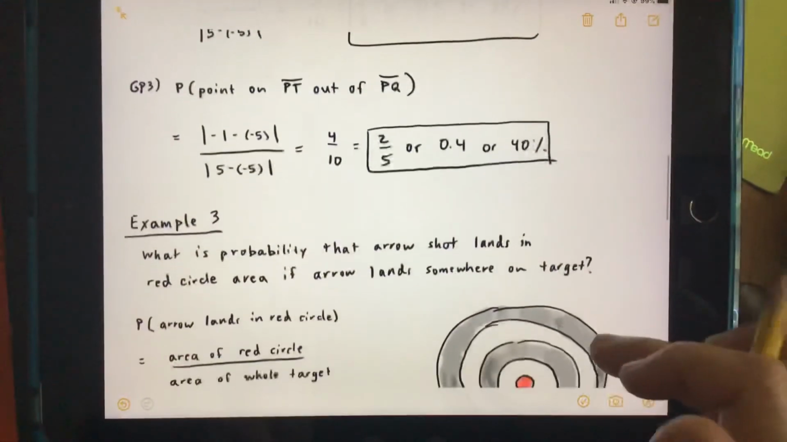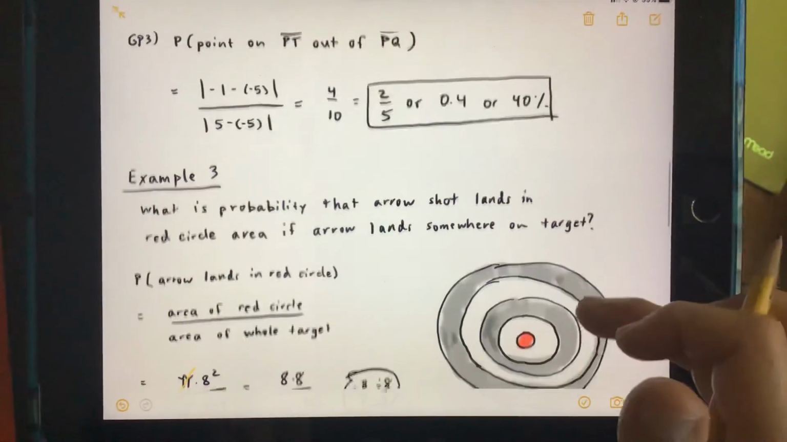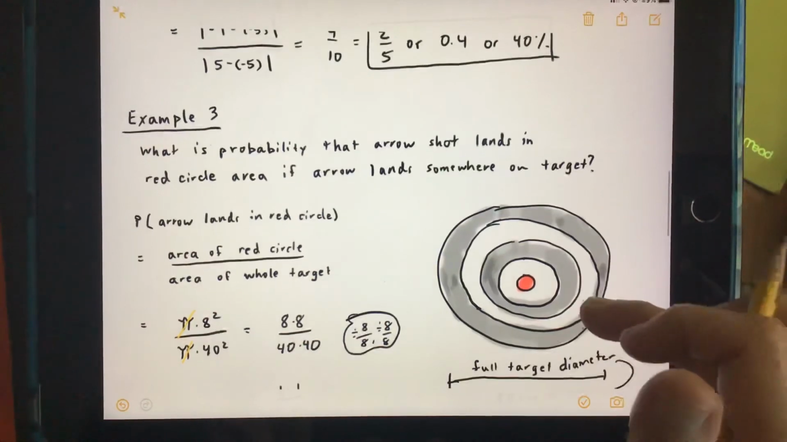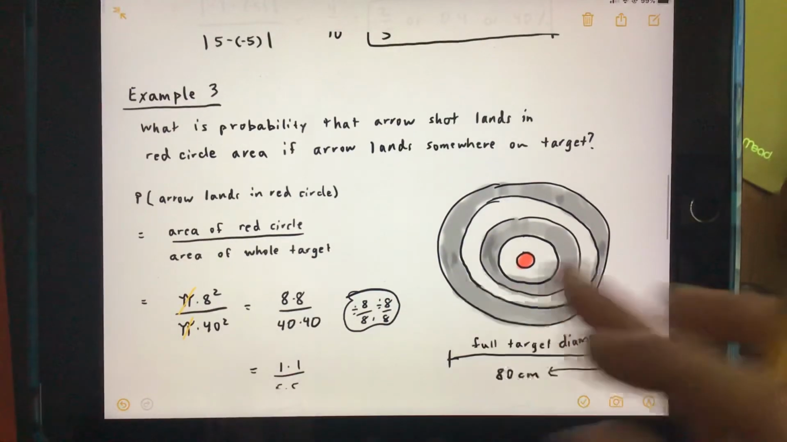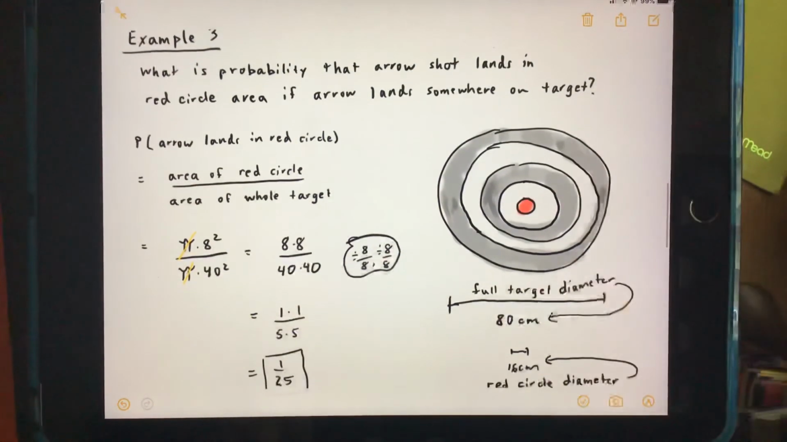Example 3. This is going to take us into the probability using areas. So example 3, I've got this target. Someone's doing some target practice. And the question is, what is the probability that the arrow shot lands in the red circle area if the arrow definitely lands somewhere on the target?